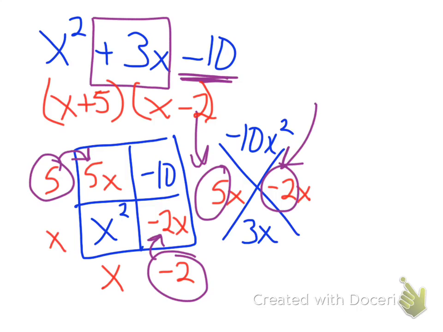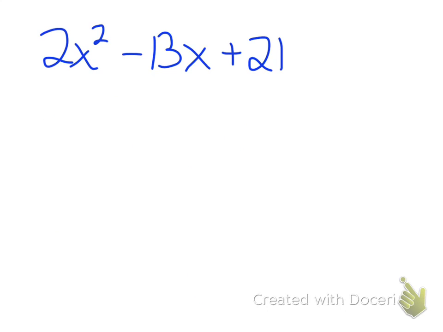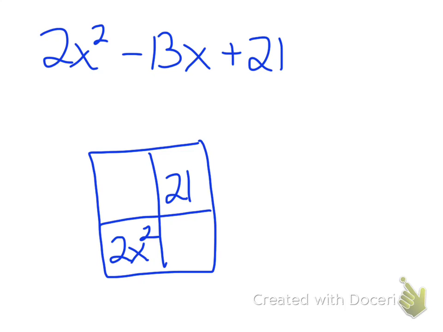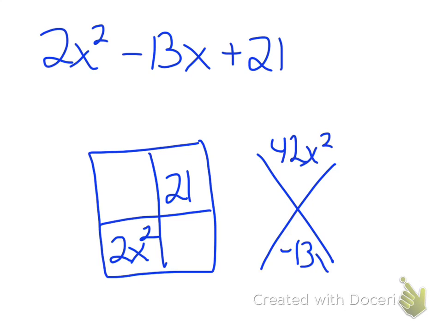Now looking at the other fraction, I had this trinomial. For this one, I have to make a generic rectangle because my leading coefficient here is not a 1, it's a 2. So I go through and fill in my diamond problem. I may notice here that multiplied together they are positive, but added together they are negative, which means both numbers have to be negative in order to multiply together to give me a positive. So it's a negative 7x and a negative 6x.